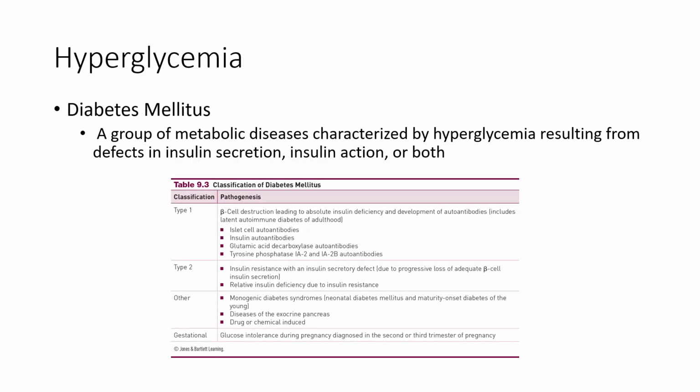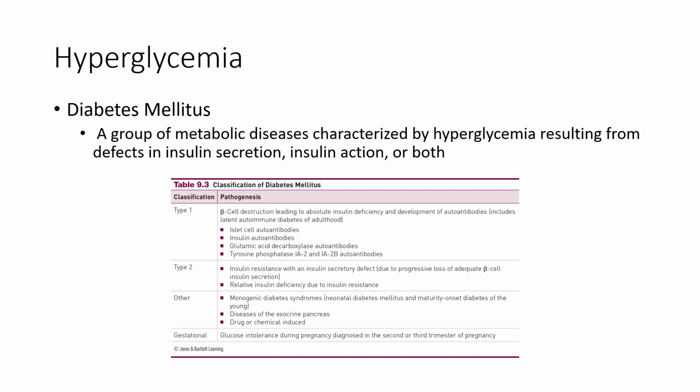Two major issues with glucose metabolism include too much glucose or too little glucose. So too much, hyper, if you have too much energy, you're hyper. So hyperglycemia is an increase in blood glucose levels. Typically, when we think hyperglycemia, we think of diabetes mellitus. Diabetes mellitus is a group of metabolic diseases characterized by hyperglycemia, resulting from defects in insulin secretion, insulin action, or both. Below is a table that breaks down the types of diabetes mellitus.